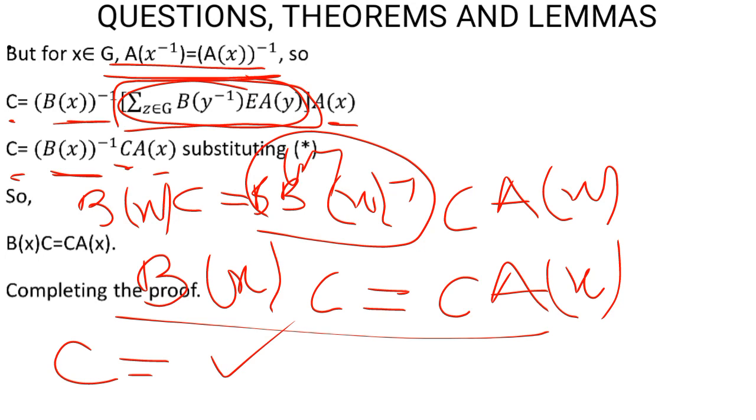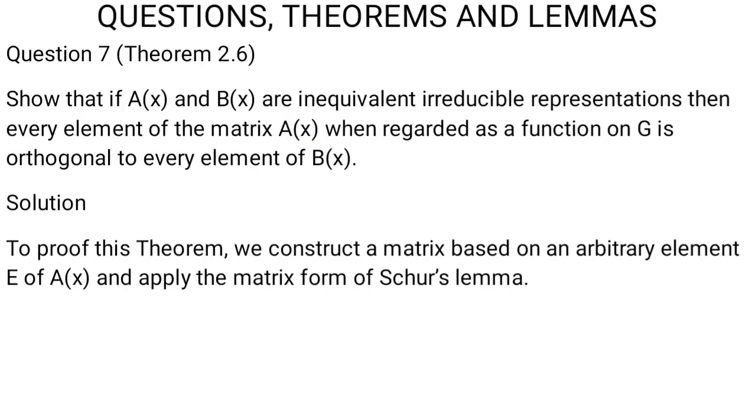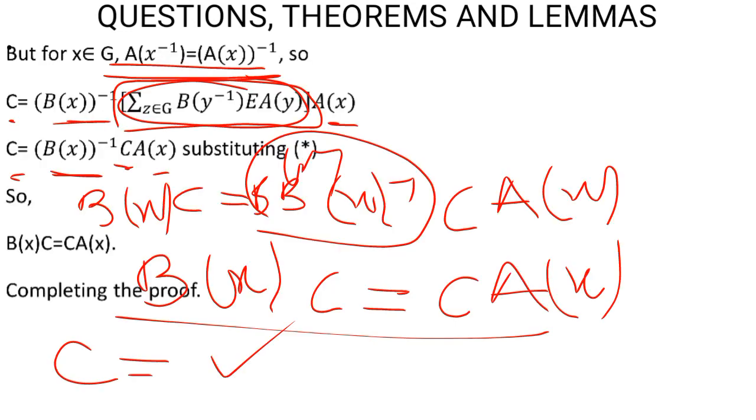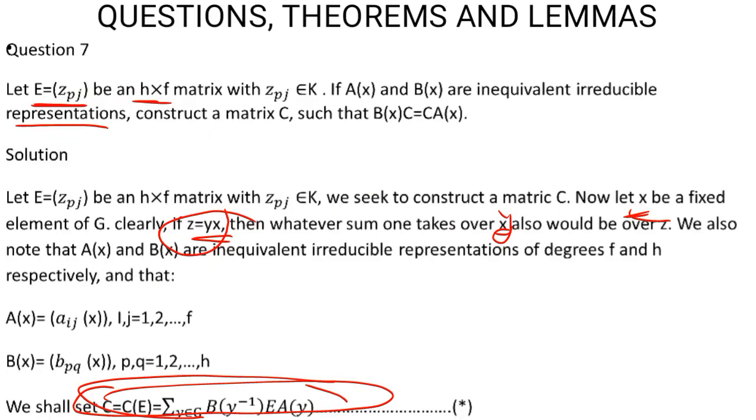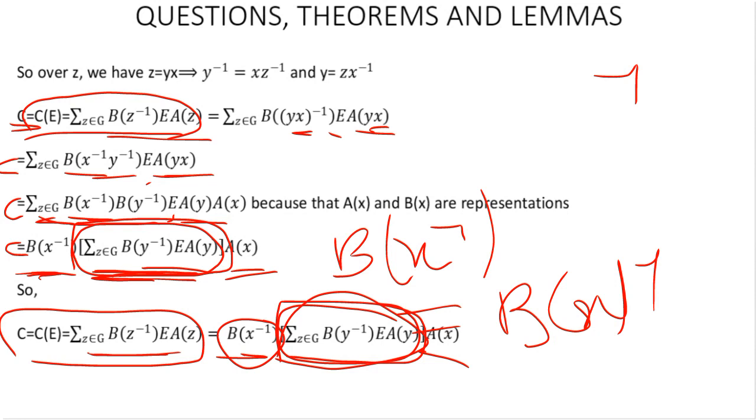Okay, so let's continue. With that we had finished the proof for this particular question that we should construct a matrix C. I wish I'd even stated what the matrix would have been, C equal to something, but you understand the body of the proof. So let's continue.